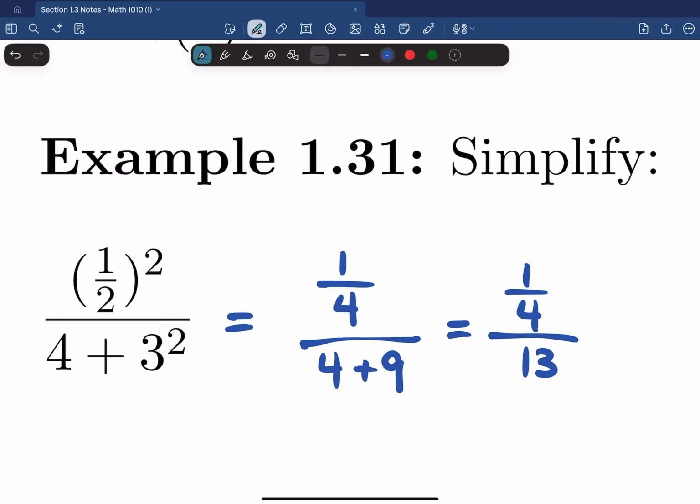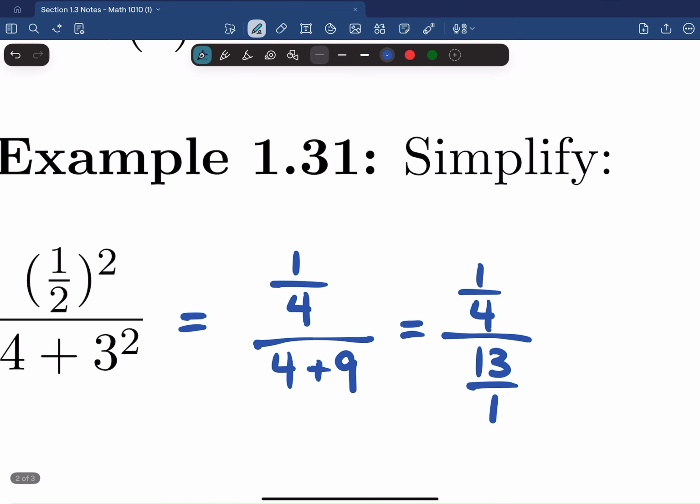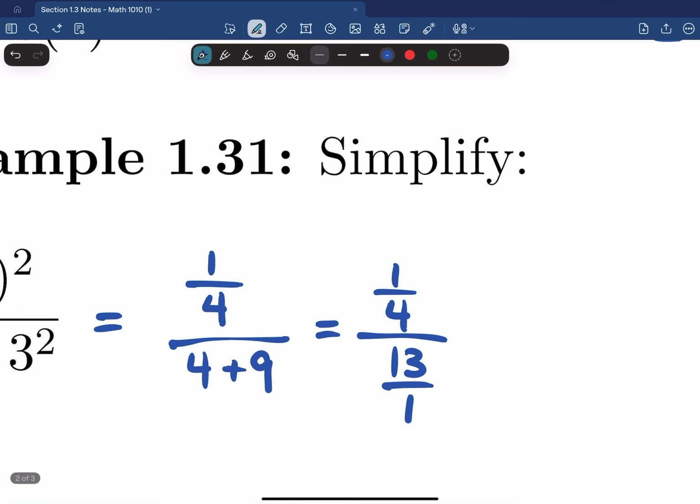Now, anytime you have an integer, like in this case 13, you could turn an integer into a fraction by dividing by 1. So any integer is really a fraction with an invisible denominator of 1. You could always make that denominator appear. Why would I do that? Because I'm about to keep, switch, flip.